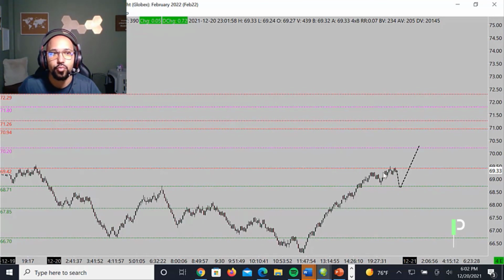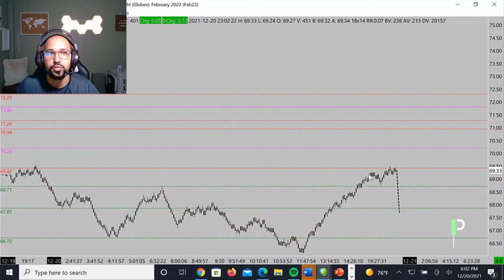But right now I want to see if these 69.42s actually pull us down deeper to get this support at 68.71. If not, support underneath that 67.85, and then below that 66.70 as the next level of support. So definitely could get that opportunity where we get this nice pull down and then a continuation lower. So we'll try to see if that happens.